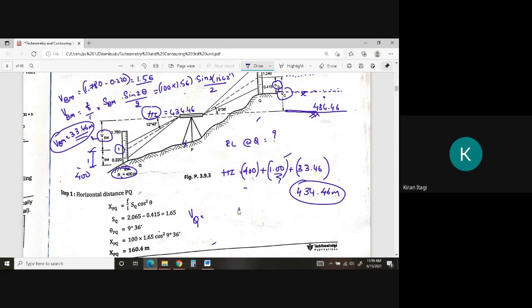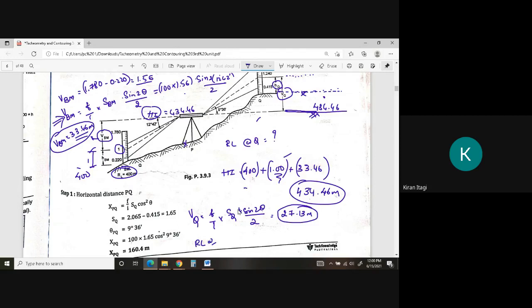Again, we are using the same formula that we used before: f upon i multiplied by SQ multiplied by sine 2 theta upon 2. Substitute all the values, you will get 27.13 meter.